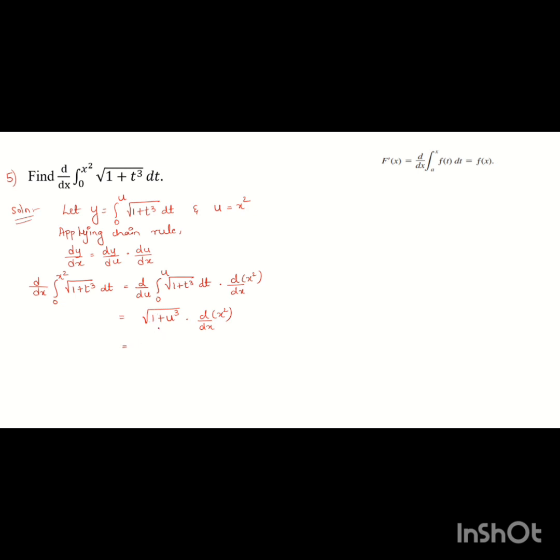Now, what is the value of u? The value of u is x square. So it is square root of 1 plus x square whole cubed, and the derivative of x square will be 2x. So simplifying this, 2x, we'll write it in the front, square root of 1 plus x square whole cube. 2 multiplied by 3 gives us 6. So the final answer will be 2x square root of 1 plus x power 6.